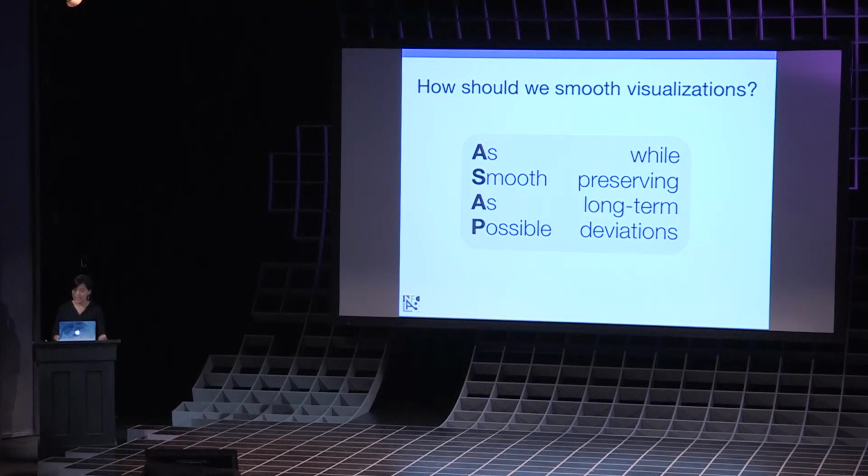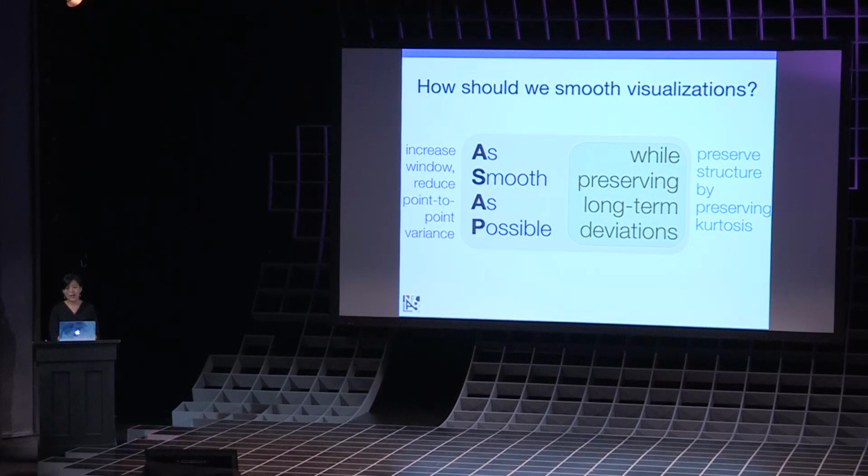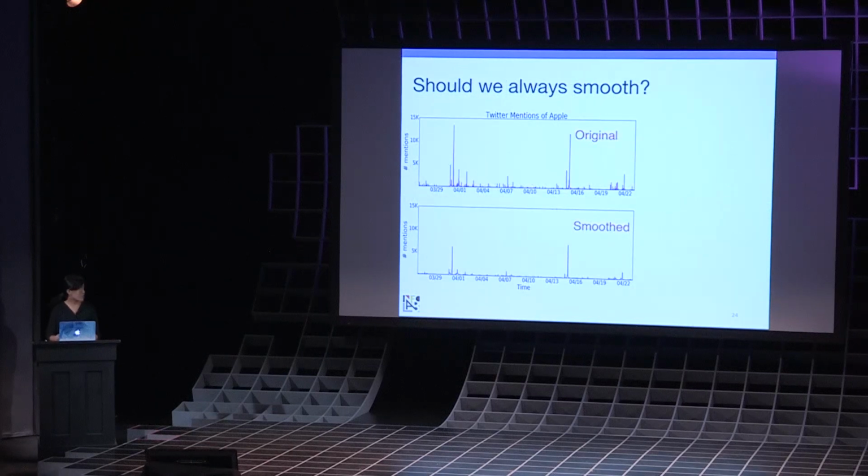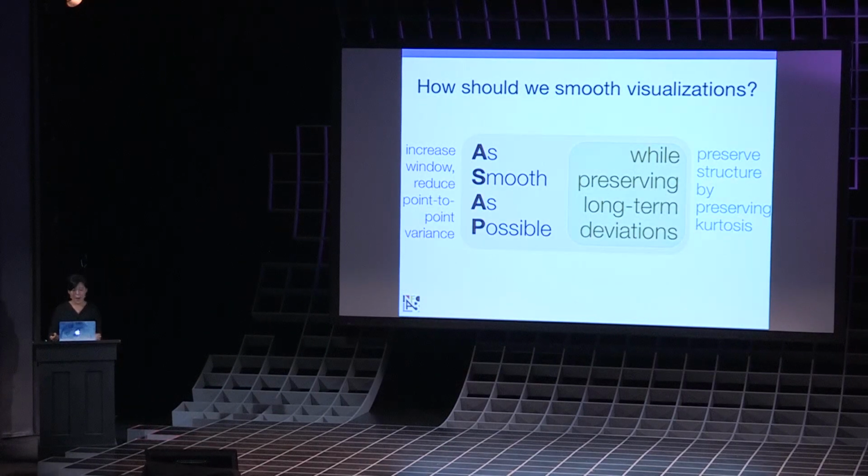Cool. So going back to our ASAP statement, for the first part, trying to make the time series as smooth as possible, we should increase window size to reduce the point-to-point variance. In the second part, to preserve the outlierness in the original time series, we should try to preserve structure by preserving the kurtosis of the original time series. And the nice thing about kurtosis is that it also tells us when it's not a good idea to smooth.